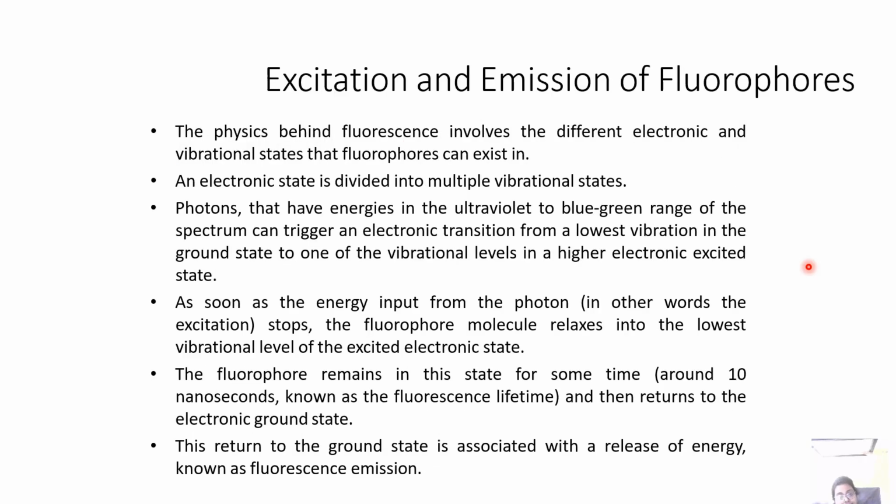So the physics behind fluorescence involves the different electronic and vibrational states that fluorophores can exist in. An electronic state is divided into multiple vibrational states, and photons that have energies in the ultraviolet to blue-green range of the spectrum can trigger an electronic transition from the lowest vibrational level in the ground state to one of the vibrational levels in a higher electronic excited state. As soon as the energy input from the photon, in other words the excitation, stops, the fluorophore molecule relaxes into the lowest vibrational level of the excited electronic state.